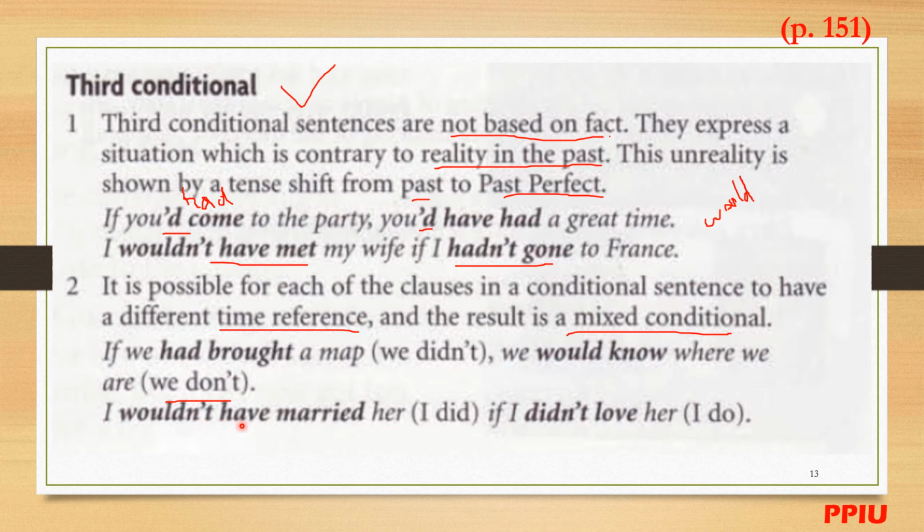I wouldn't have married her if I didn't love her. I wouldn't have married her is the past result of the third conditional. Actually, I did. I mean, I got married to her. And what? I didn't love her, in here. It's just the combination of the past result with the condition of the second conditional clause in here. I do, right?